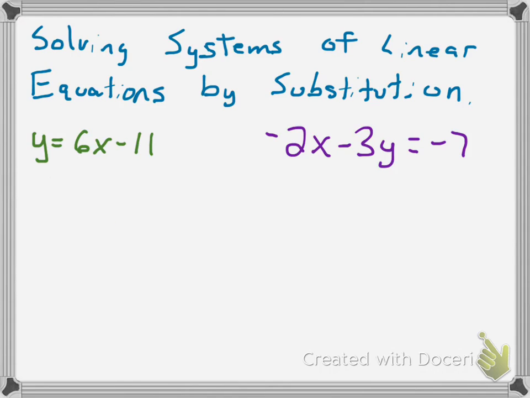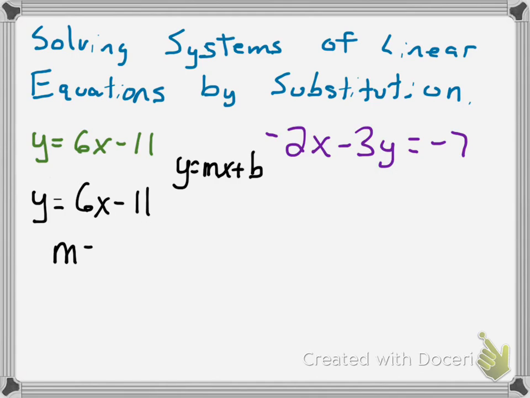So what I want to do is make sure both of these equations are in slope-intercept form. Well, this equation here is in slope-intercept form, because you've got to remember, y equals mx plus b. m is your slope, b is your y-intercept. I'm going to label these things right here. So in this equation, m is 6, put a 1 for the run, and b, my y-intercept, is negative 11.